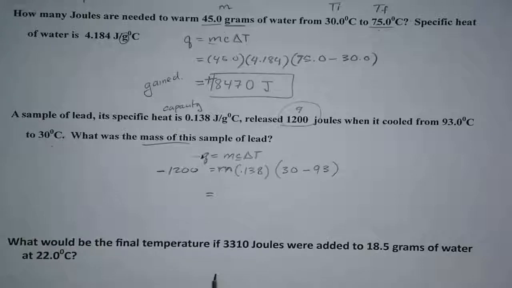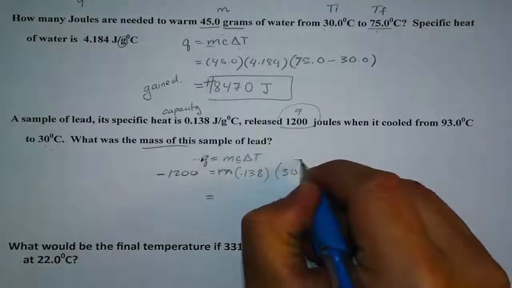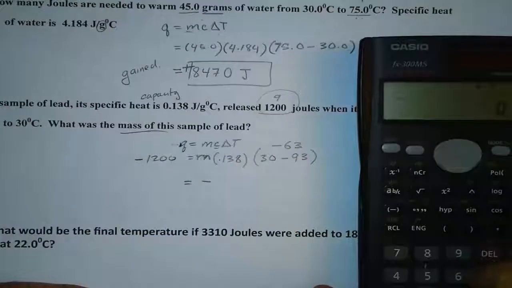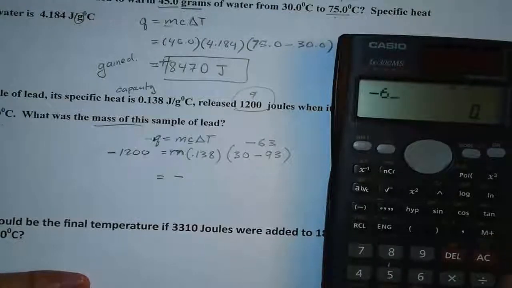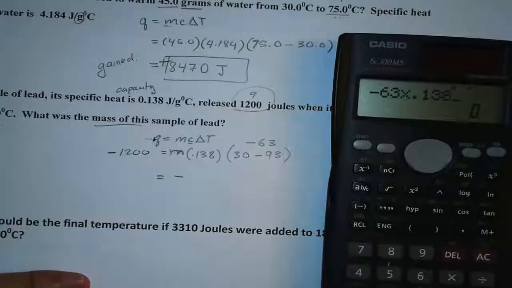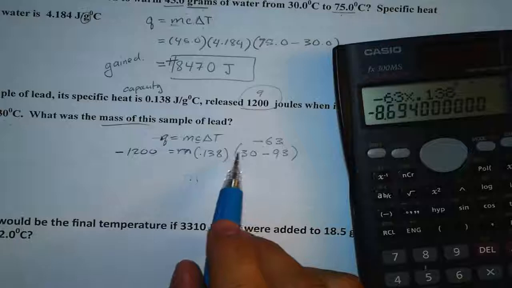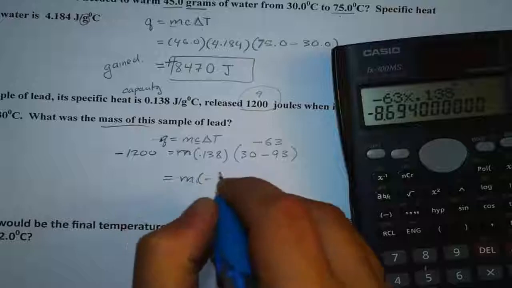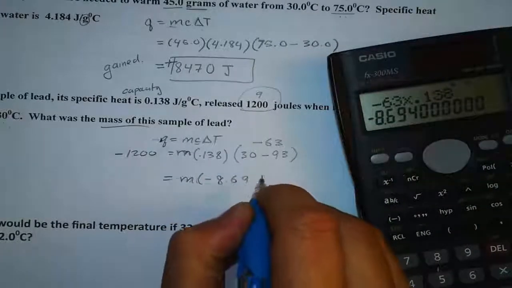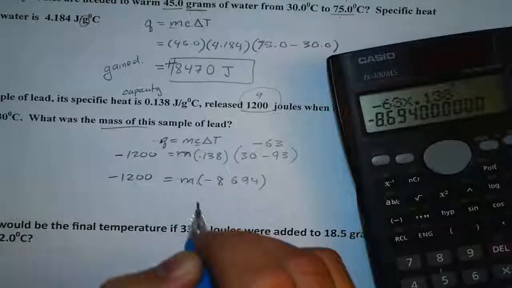So how is that going to affect our answer? Of course, if we do the math behind it, look at this number. We take 30 minus 93, that gives us negative 63, isn't it? So if we plug this into a calculator, we have negative 63 times 0.138. And notice how when we calculate it, we have a negative answer. So we have m times negative 8.69, okay? Let's keep 3 decimal places for now. And that's equal to negative 1200.